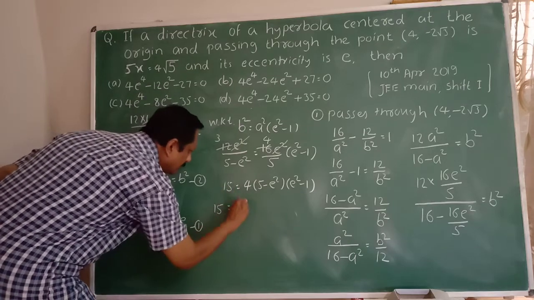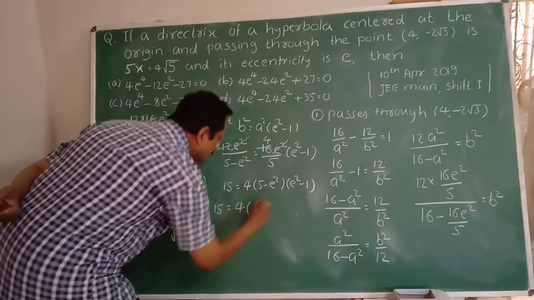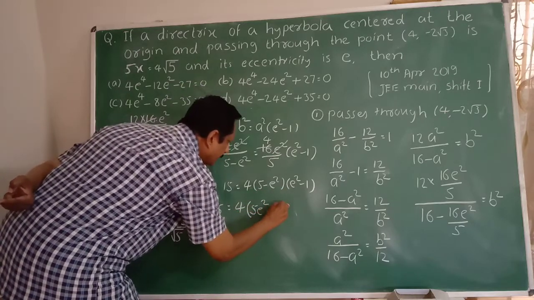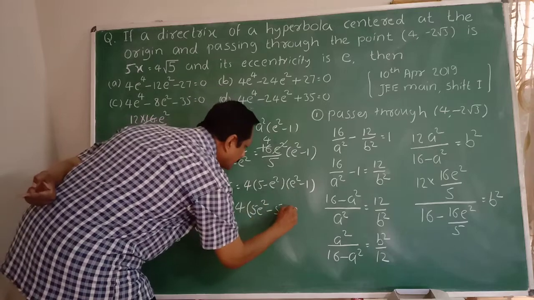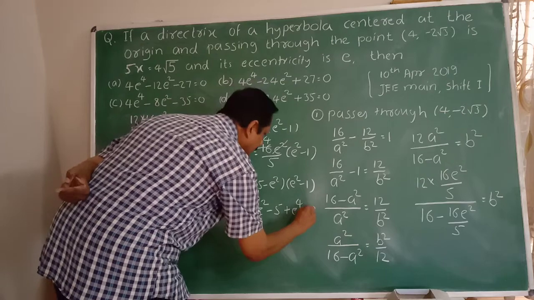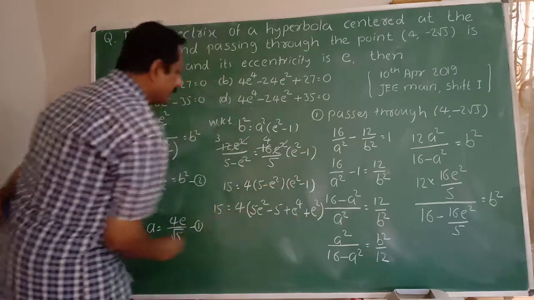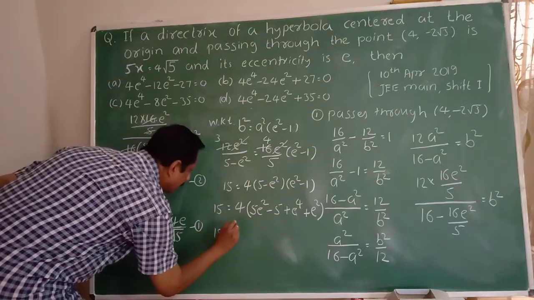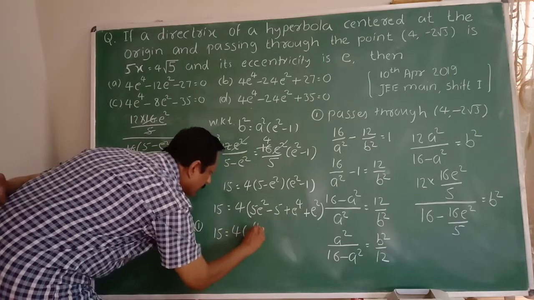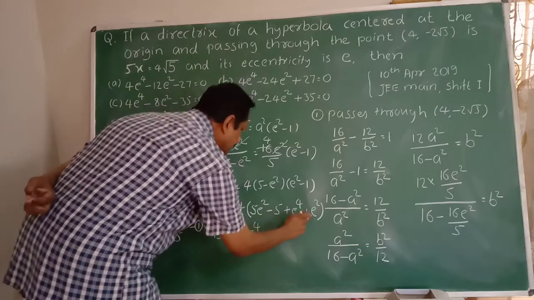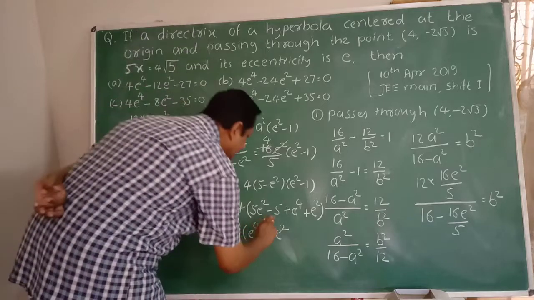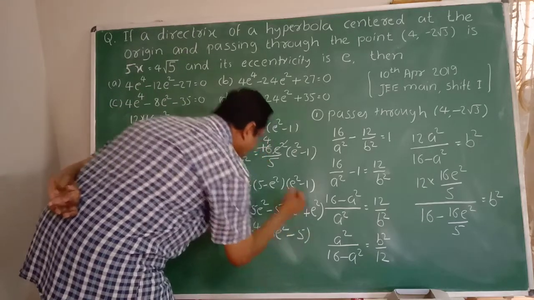15 is equal to 4 into bracket 5 into e square becomes 5 e square. 5 ones are 5 here, it is a minus of 5. Then this into this becomes a plus e raised to 4 here. E minus into minus plus e square. Therefore 15, take 4 into, keep as it is here. So e raised to 4. Then 5 e square plus e square becomes 6 e square. Then minus of 5 here. This is a minus of 5.